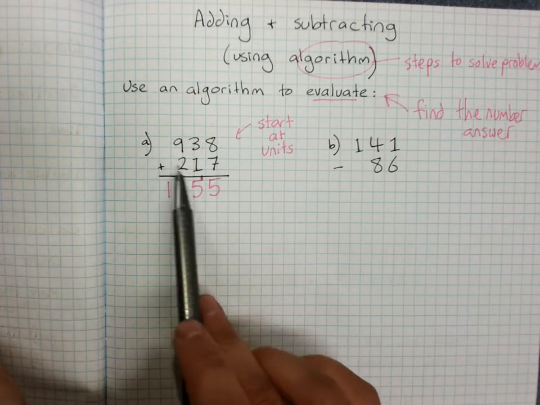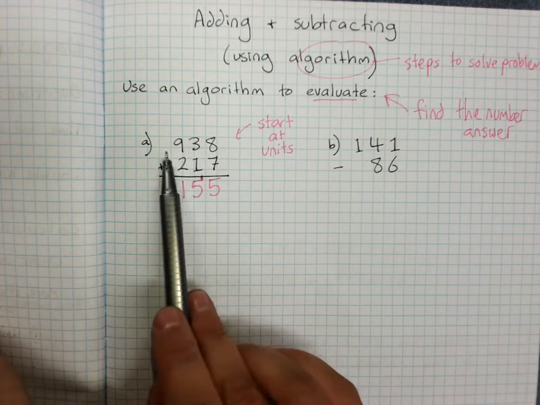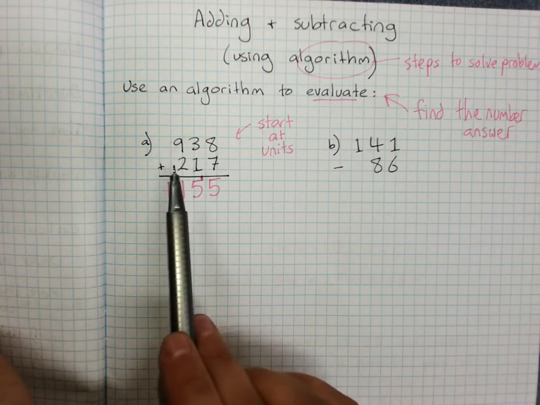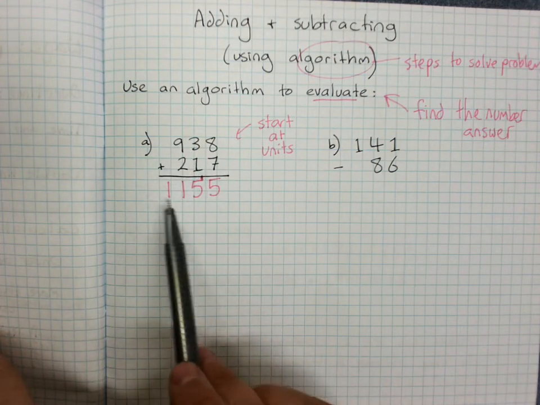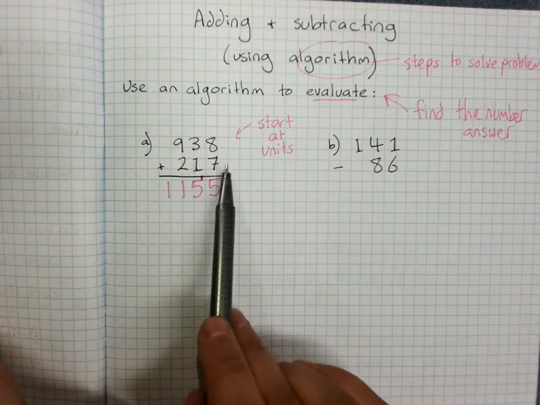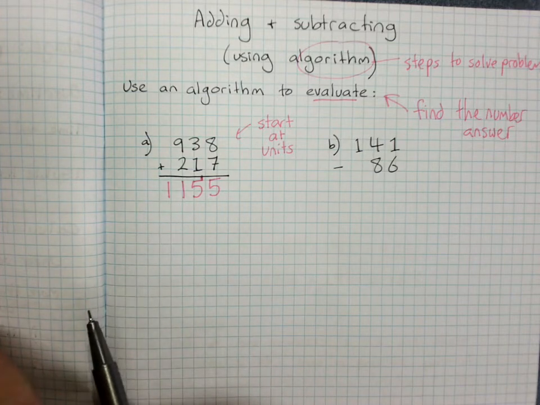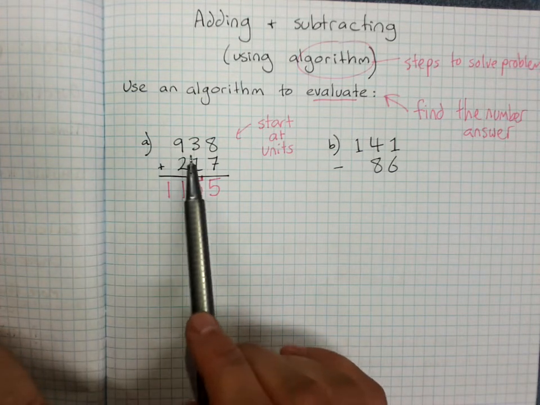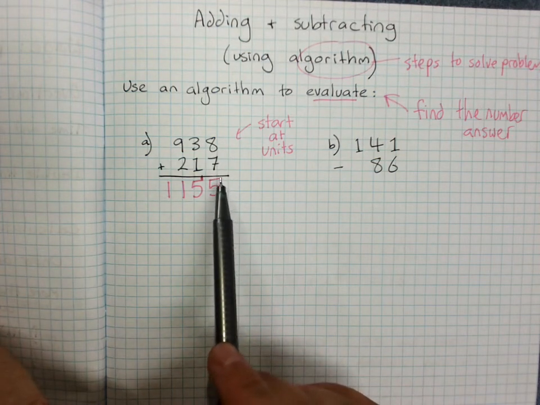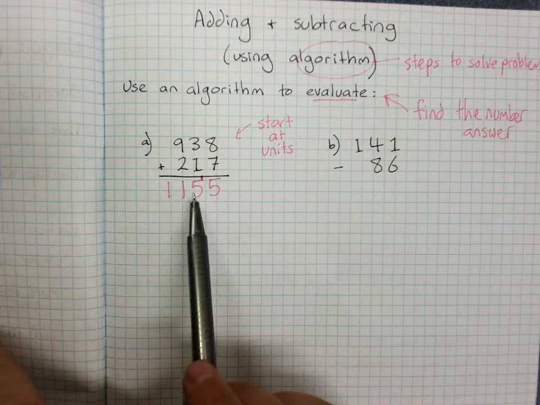1,155. And if you do a quick check, like 938, pretty close to 900. This is pretty close to 200. 900 plus 200, pretty close to 1100. That sounds about right. So if you do a quick guess and check that you got roughly in the right ballpark, that's a really good strategy. So remember, you start at the units, you put down your units answer, and you carry the tens answer to be added in with the tens.